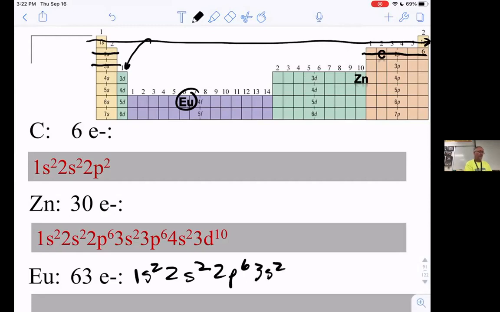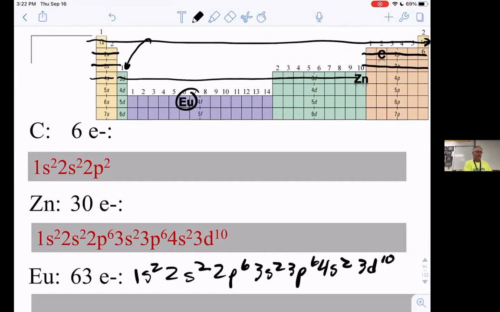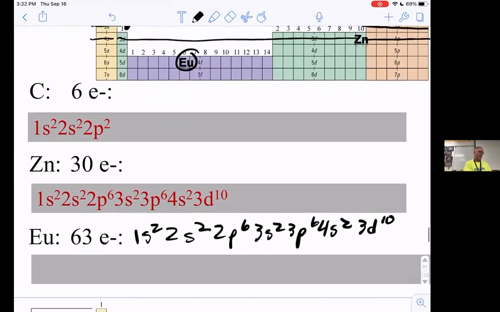I'm going to run out of room. I'm going to have to use another line. Oh well. Then I'm going to go through my 3p, 3p6. Then I'm going to go through my 4s, 4s2. I will go through this 3d1 and all these others, so I can just write 3d10. And then I'm going through all these 4p's. Oh Lord, I'll run out of room. I'm on the next line, 4p6. And then I'm going through 5s2.